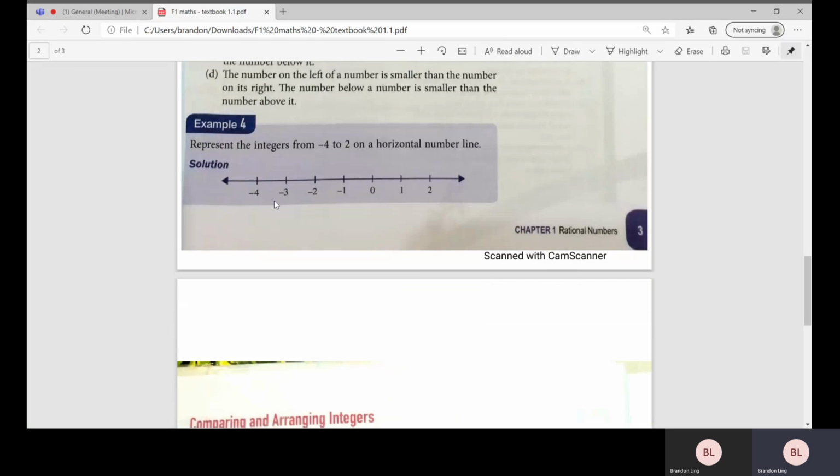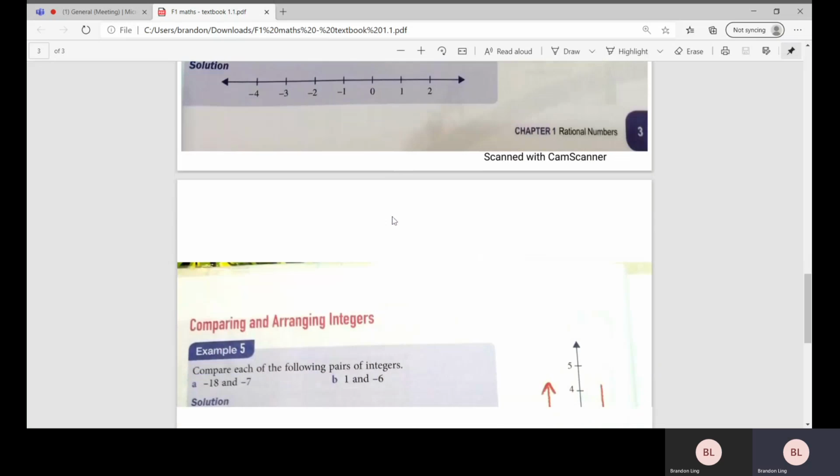We can see this example 4 represents the integers from -4 to 2 on the horizontal number line here. You can see -4, we start by writing the smaller number first, which is -4, -3, -2, -1, 0, 1, and 2. So this is a typical number line.